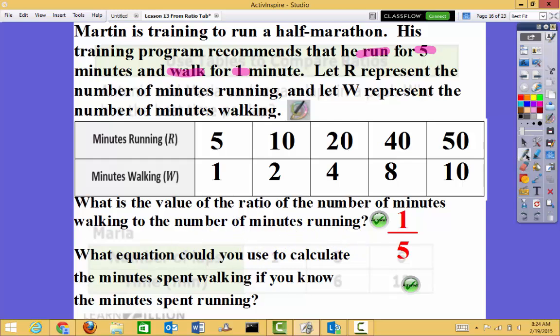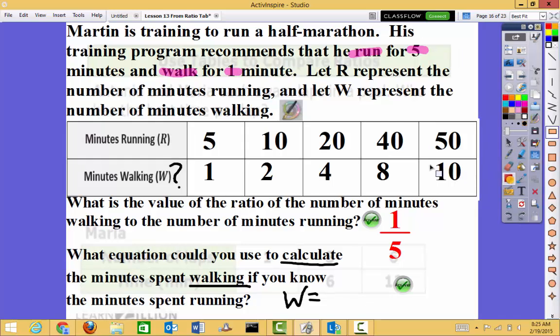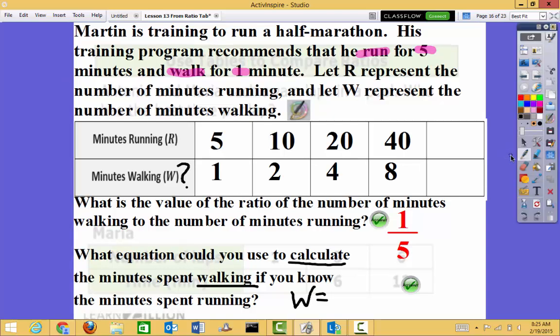What equation could you use to calculate the number of minutes spent walking if you know the minutes spent running? Well, it's saying calculate walking. So I don't know what the walking is, so I'm going to ask myself, how do I figure out the walking? So this is what I don't know, this minutes walking. But it is saying I know my minutes spent running. However, it's not saying a number, so we have to assume it means a variable. We can also assume that because why else would they give us the variables to use up here? So how do I get from here to here?